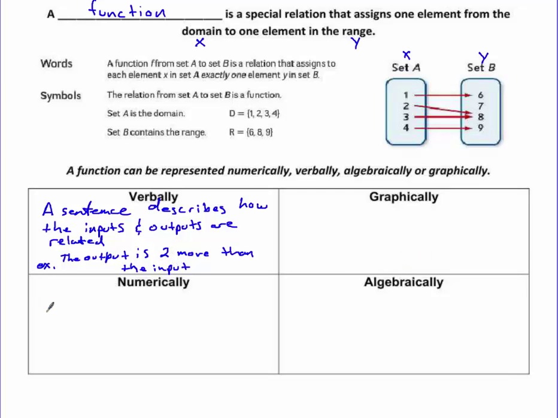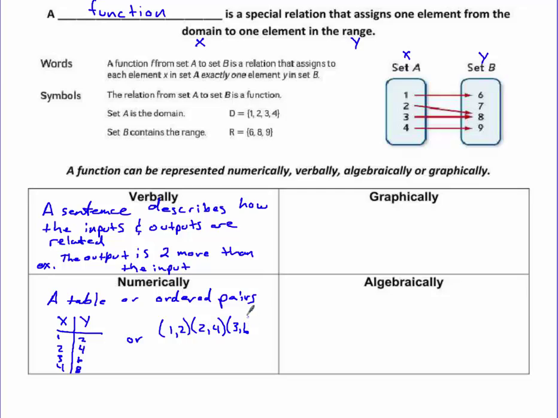We can do it numerically, and typically you'll see that with a table or ordered pairs. So you might see an x-y table. You have x: 1, 2, 3, 4 and y: 2, 4, 6, 8 of a function. Or you might see (1, 2), (2, 4), (3, 6), (4, 8). And really, if I list them out like that, I should have commas in between all of them too.